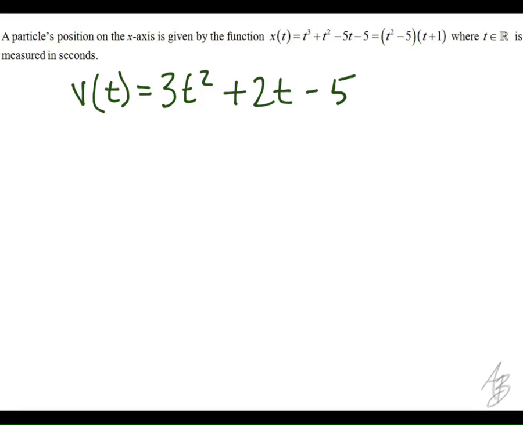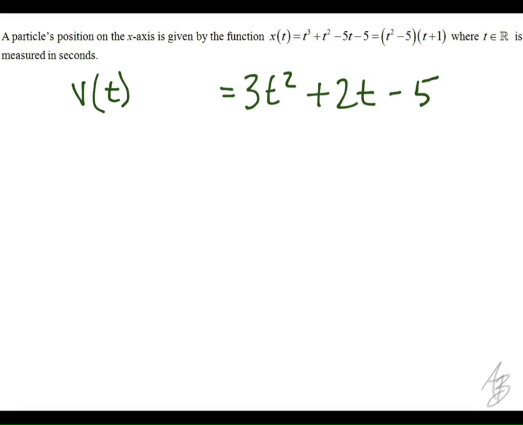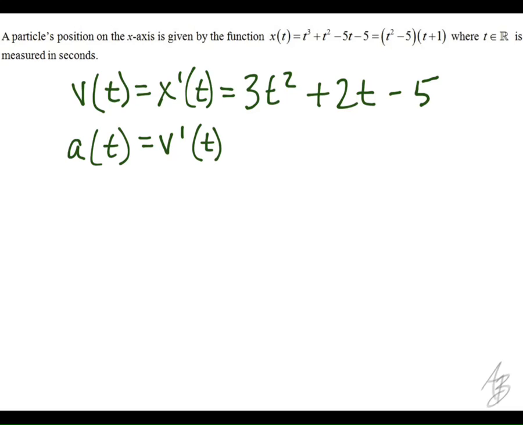And I probably should have written this down here. The velocity is equal to the derivative of the position function, so I'm just going to write that in here. Now, the acceleration tells us how fast the velocity is changing. So the acceleration with respect to time is going to be the derivative of velocity, and that's going to be 6t plus 2.